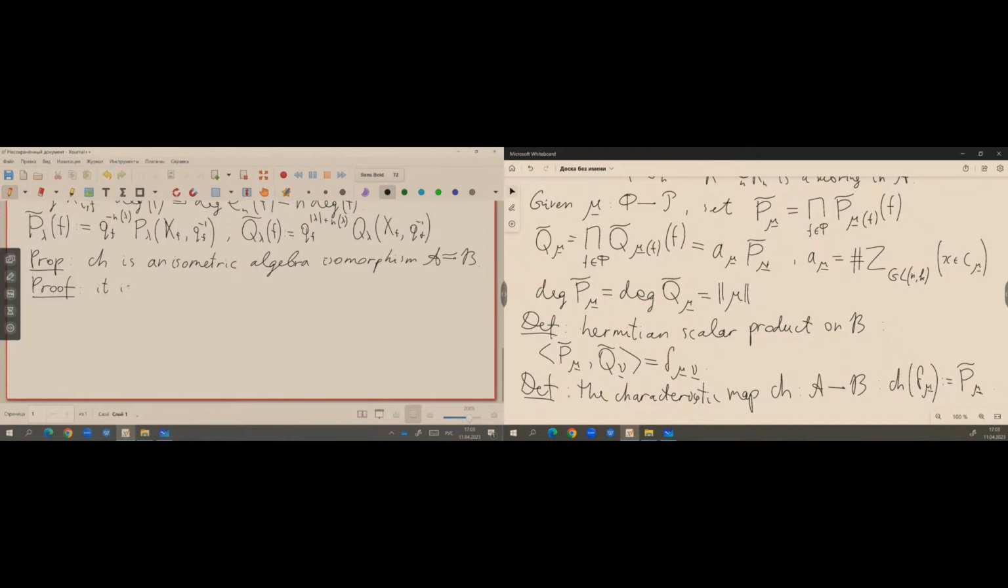So it is an algebra homomorphism, since the structure constants match, and an isometry just because of this, because those renormalization constants for Q in terms of P are the cardinalities of centralizers.